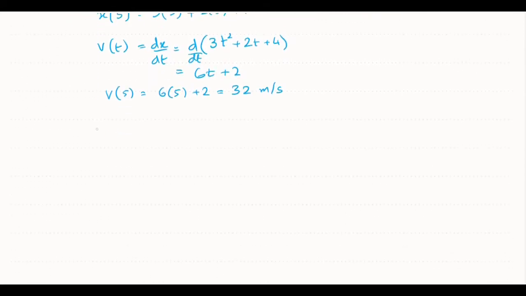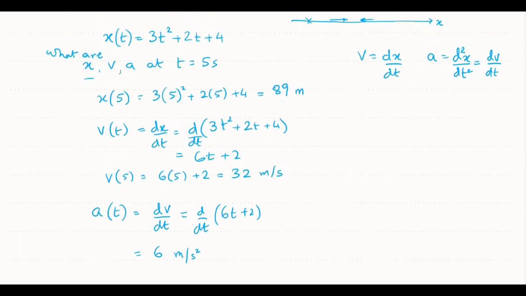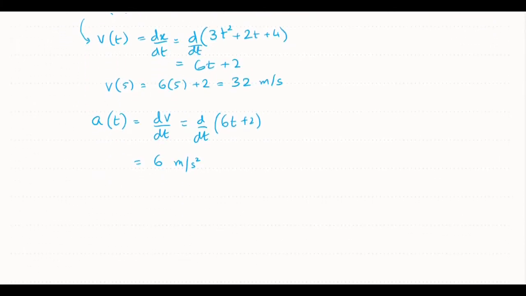And now the acceleration is the derivative of velocity. So we take 6t plus 2 and differentiate that, and it becomes 6. Okay, so that is the answer. It's constant. So we differentiate the position to get the velocity, and we differentiate the velocity to get the acceleration.